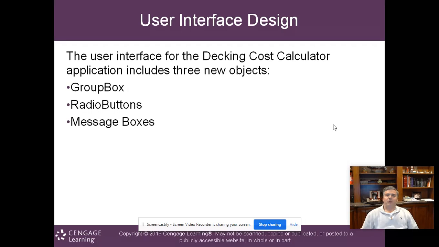All right, so the 3 new objects in this chapter: GroupBox, radio buttons, and message boxes. So the application, the guided program walkthrough, is a decking cost calculator, and we'll talk a little bit about that in the next couple slides, how that works. Still pretty simple application, but a little more complexity than the cases in the previous chapter.